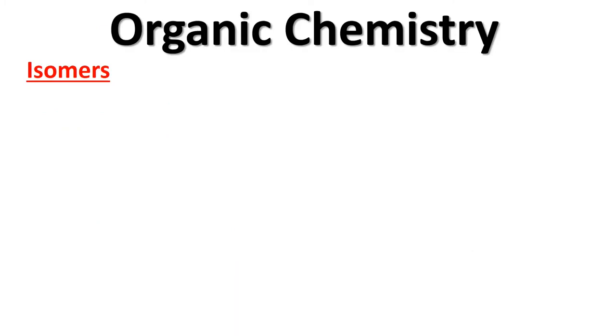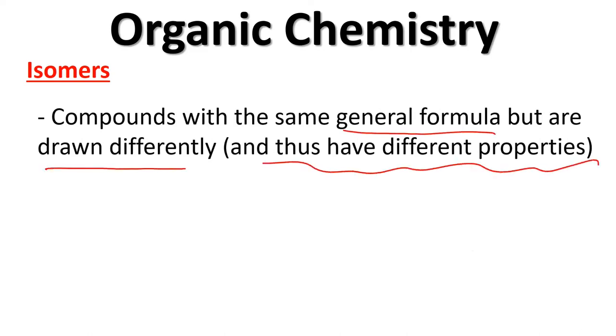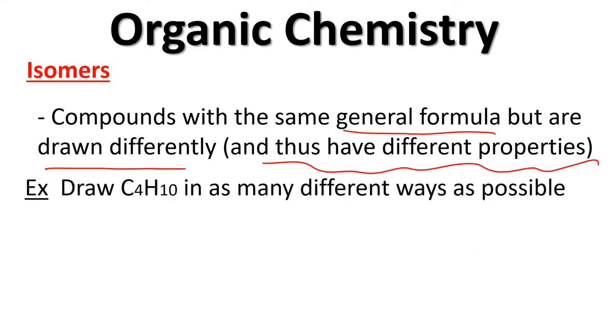So continuing on here, now that we've got some knowledge, I want to talk about something called an isomer, or isomers. These are compounds with the same general formula, but are drawn differently, and so they have different properties. They're different compounds. I want to explore this through an example here. So draw C4H10 as many different ways as possible.